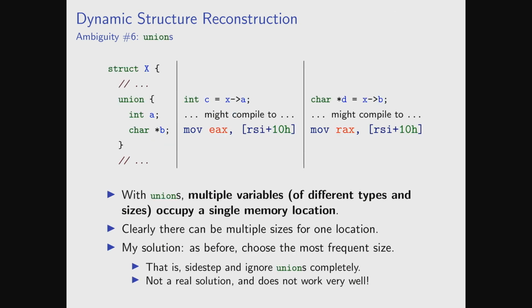Now there are 2 more that are a little uglier. Unions, for example, allow us to statically assign different types and different sizes to the same location within a structure. So we might have an integer and a character pointer, let's say, in a union. That means it's perfectly legal for us to see differently sized accesses to the same field because there are, in fact, differently sized types being stored at that location. So my solution to this one is the same as before, and it's not a good solution. It's basically to just ignore the fact that unions exist. Unions are kind of thorny, honestly.